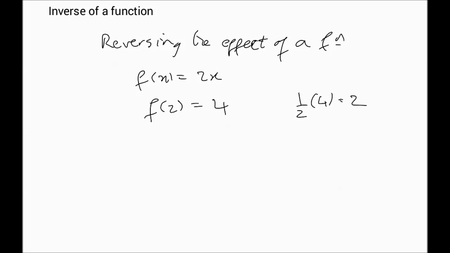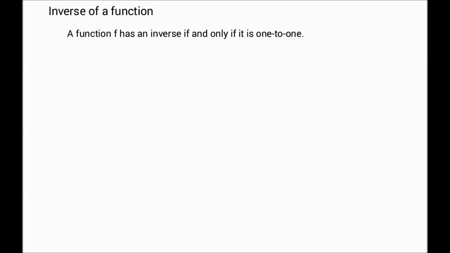Now, formally, the inverse of a function is only possible for one-to-one functions. In other words, the formal definition is: a function f has an inverse if and only if it is one-to-one. So that's very important to state here, if and only if it is one-to-one. And the reason for that is quite simple.